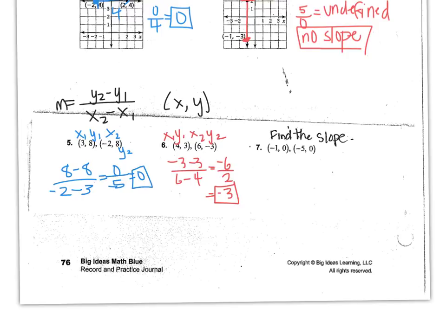All right, last one. x1, y1, x2, y2. So now I plug it in my formula. 0 minus 0 over negative 5 minus negative 1. I'm just going to turn that to say plus 1 instead of minus negative. So 0 minus 0 is just 0. Negative 5 plus 1 is negative 4. And so that, just like number 5, reduces to the number 0.